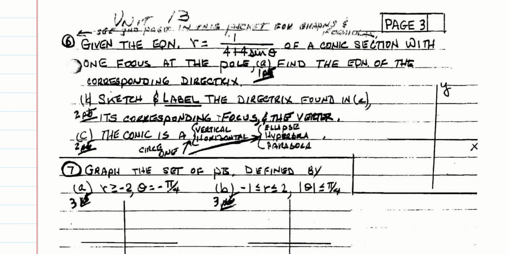We're given the equation r equals 1 over 4 plus 4 sine theta of a conic section with one focus at the pole, and we need to find the equation of the corresponding directrix. So we know the focus is at the pole, meaning the origin. This is where the focus is, F, (0, 0). So we need to find the equation of the corresponding directrix.